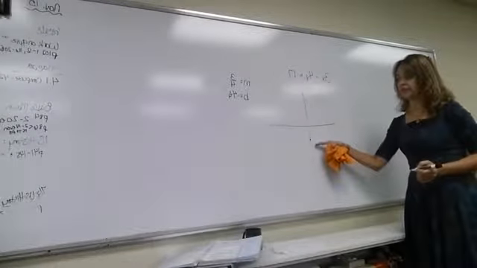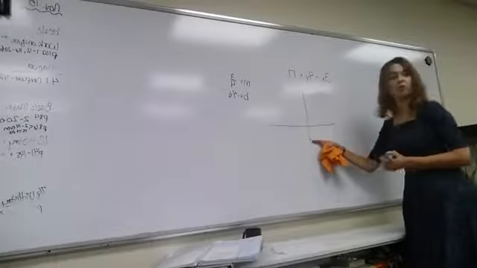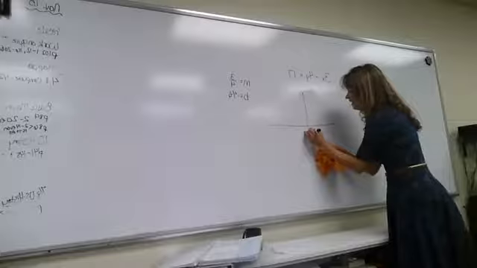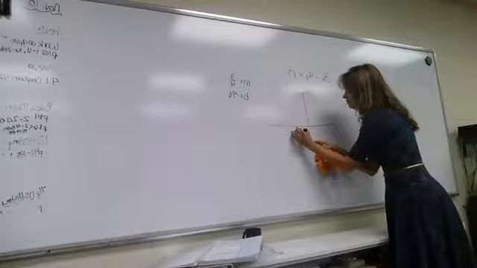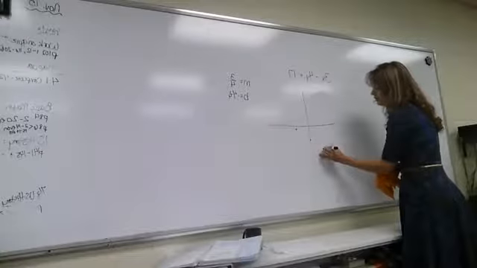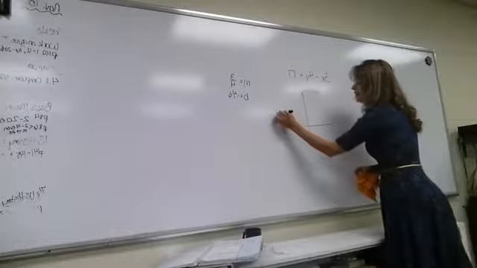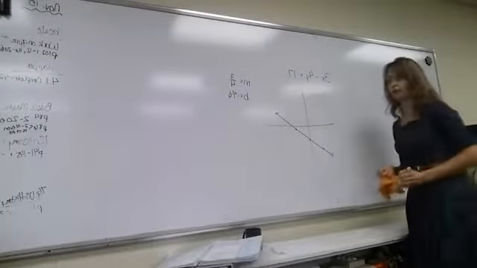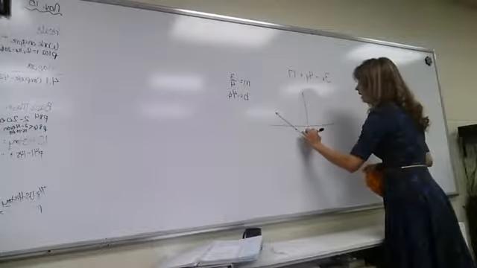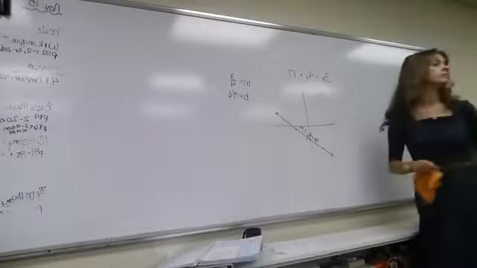And we come down because it's negative. And then we're going to go where? Up 3 over 4. Very good. Up 3 and over 4. Or down 3 and over 4. Then we're going to draw our line. And we're going to label it, which is step 4. 3x minus 4y equals 17.